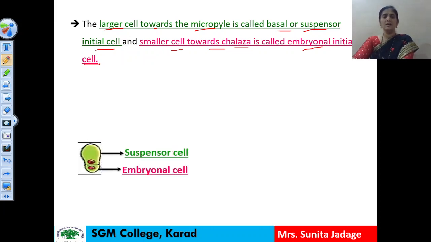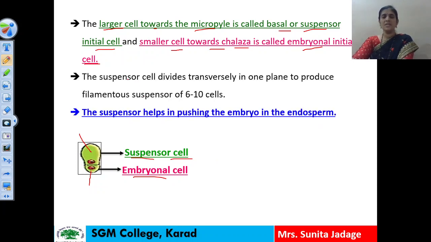So let us see here. These are the two cells. Here you can see the larger micropylar cell, which is known as the suspensor cell, and the smaller chalazal cell, known as the embryonal cell. From the suspensor cell, the suspensor is formed, and from the embryonal cell, the embryo is formed. So how is the suspensor formed? Here the suspensor cell divides transversely in one plane, and it produces a filamentous structure. It is called a filamentous suspensor which contains about 6 to 10 cells.